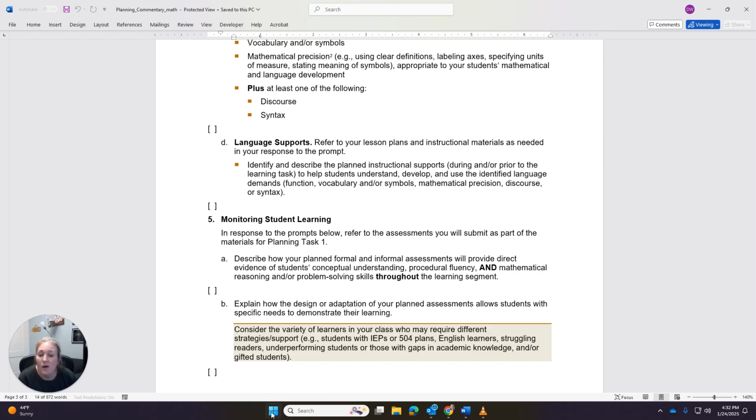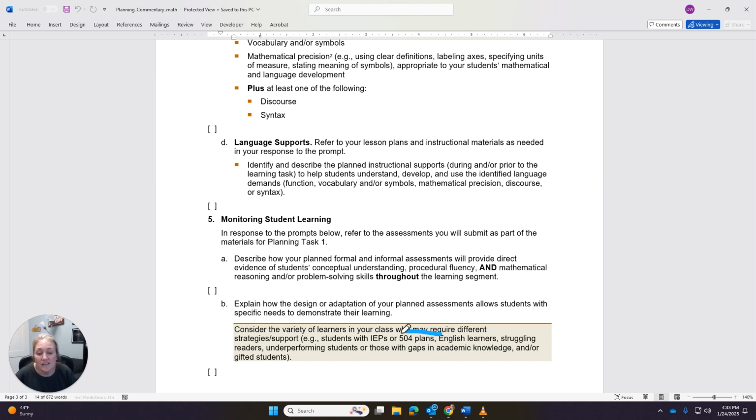Then in prompt 5, we're monitoring the student learning. Within each lesson, it's critical that you have multiple forms of assessment. Now, these can be very informal assessments. So this could be that you're walking around the room, and when you're walking around the room, what are you checking out? What are you looking at, the student's paper? What questions are you asking the students? Within that assessment document that you have to create for task 1, you can include questions that you're going to ask the students.